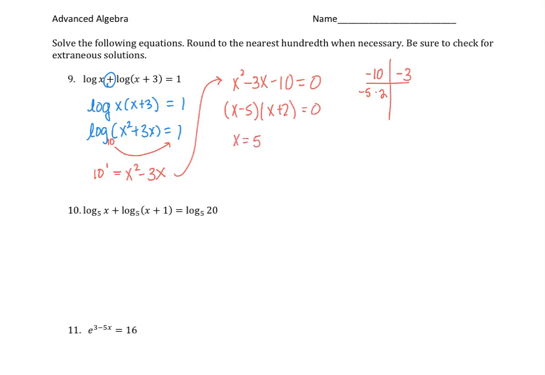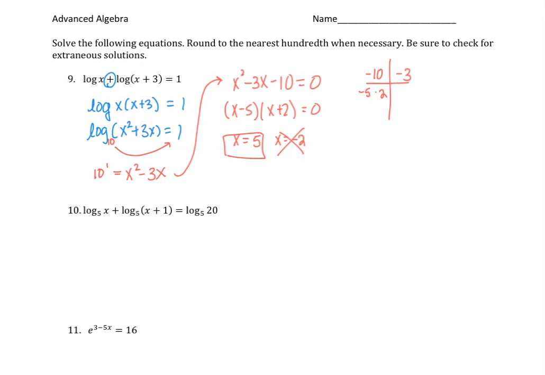So x equals 5, x equals negative 2, and we need to check our solutions because you can never take the log of a negative number. So if I were to plug in negative 2 into my original equation, I get log of negative 2, which can't happen. So negative 2 is not one of your answers, and 5 is the only answer.